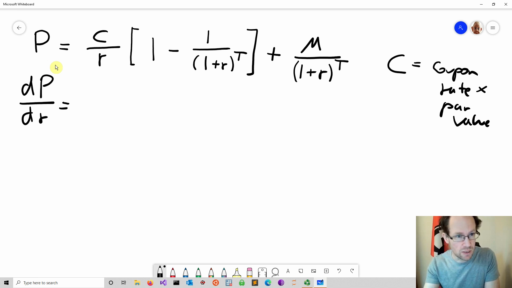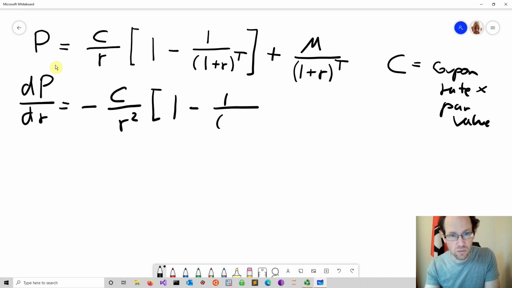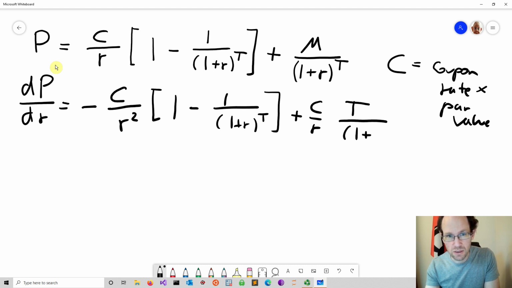Let's do that. So we get here a minus C, it's just a constant, over R to the power of 2, and the second term just stays. So this is 1 minus 1 over (1 plus R) to the power of T. So that's the first part, and then I apply the same to the second part, and I do an addition here. So we add C divided by R, and then I consider the second part. I get T in front, and then 1 plus R to the power of T plus 1.